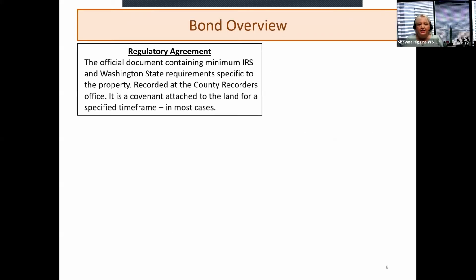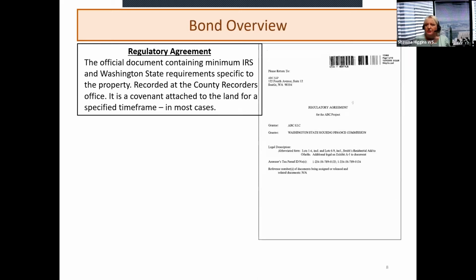So let's look at a regulatory agreement. Regulatory agreements are about 20 pages, and they're the official document containing the minimum IRS and Washington state requirements specified to the property. It's recorded at the county recorder's office, and it is a covenant attached to the land for a specified time frame in most cases. So this is what the regulatory agreement looks like.